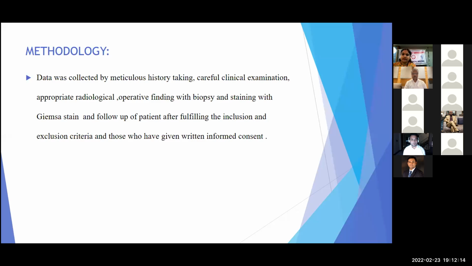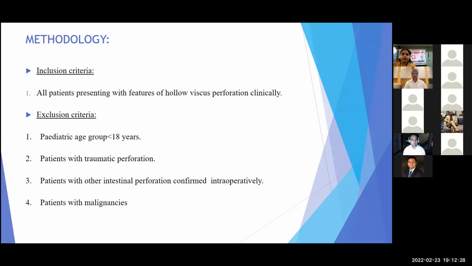Data was collected after meticulous history taking, careful clinical examination, appropriate radiological and operative findings with biopsy and staining with Giemsa stain, and follow-up of patients after fulfilling the inclusion and exclusion criteria, and those who have given written informed consent. All patients presenting with features suggestive of hollow viscus perforation clinically were included in my study. The pediatric age group, patients with traumatic perforation and other intestinal perforation confirmed intraoperatively, and patients with malignancy were excluded.